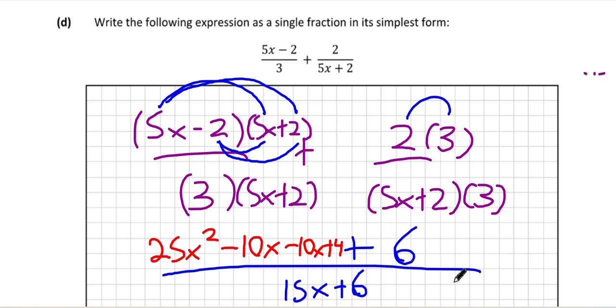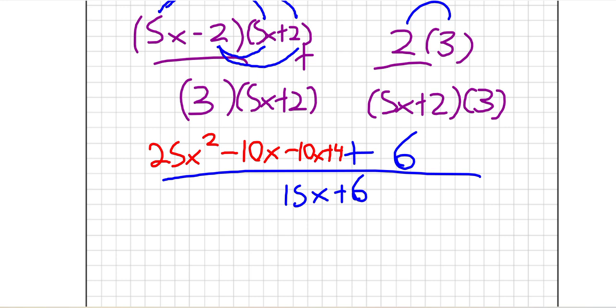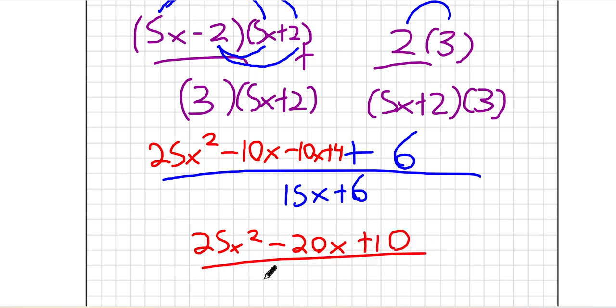Okay, what's the grand answer then? Anybody care to tell me? 25x squared take away 20x plus 10, all divided by 15x plus 6.